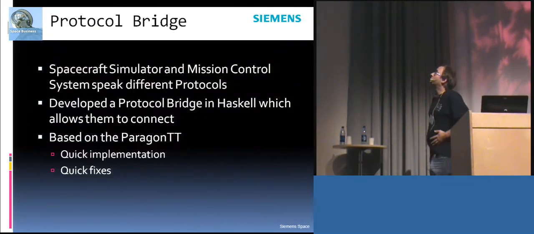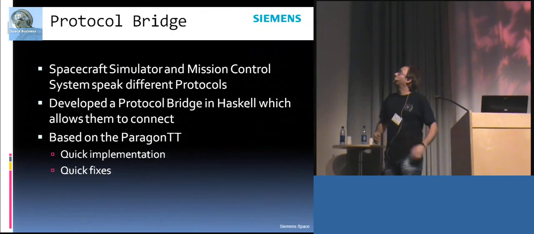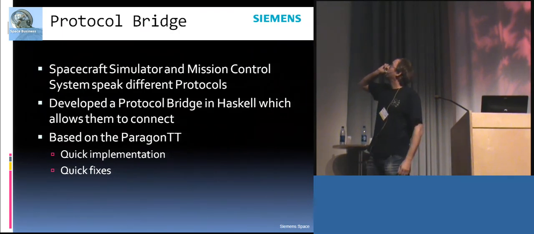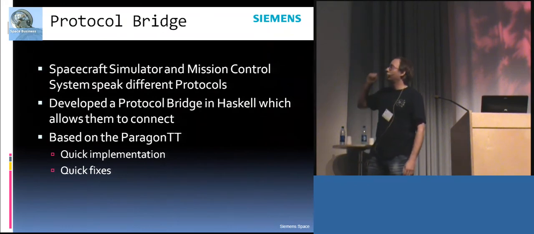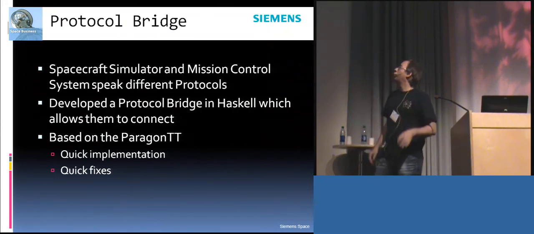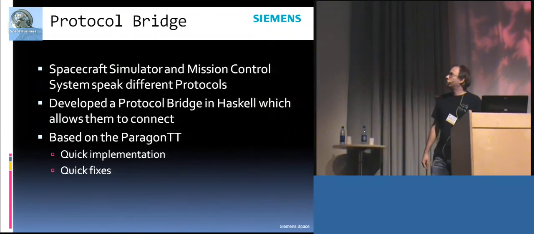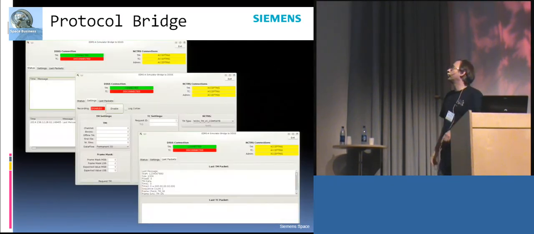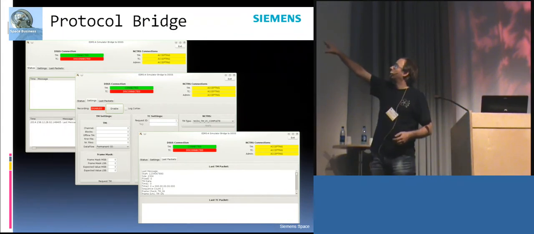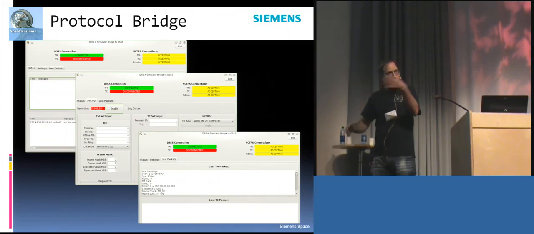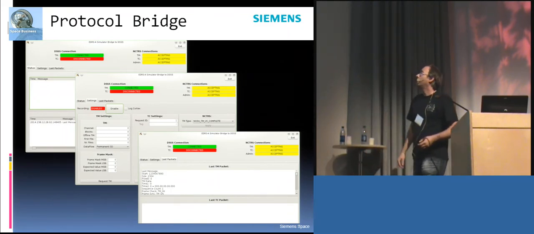Okay, it worked well, so we did another tool, which is a protocol bridge. The spacecraft simulators and the mission control system speak different protocols. So we implemented the protocol bridge in between, so it speaks to both. It was based on the Paragon TT, therefore it was a quick implementation, and this is what it looks like, so it's quite similar. You have some logging, you have some settings, you can also record telemetry, and here you have a quick look at what's currently flowing through it.